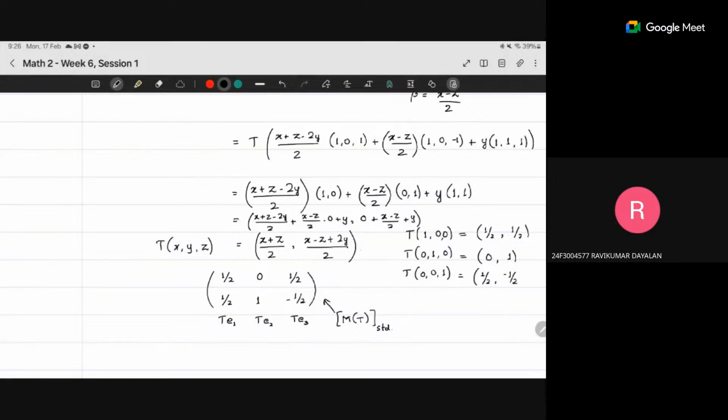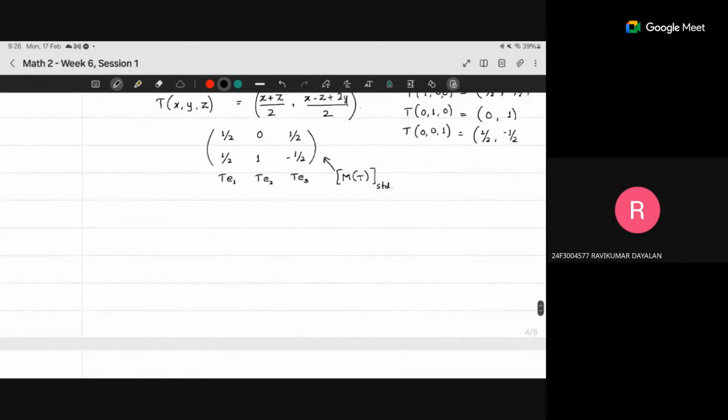There are two things that we have seen in this example: how to recover the transformation from the description given in terms of a basis, and then how to get the matrix of the linear transformation with respect to the standard basis. Now, I've been saying with respect to the standard basis. What does it mean to say with respect to some other basis? Let us see what that amounts to.